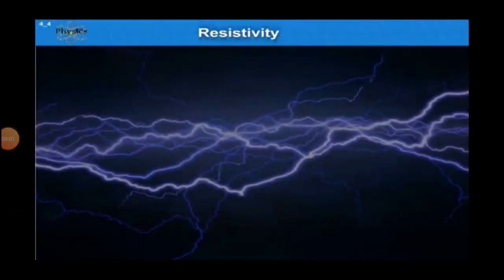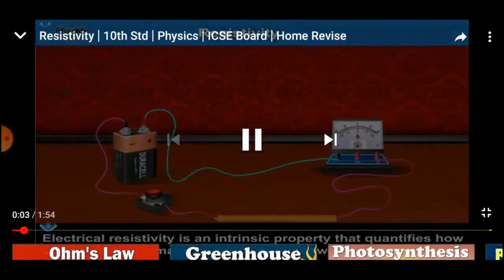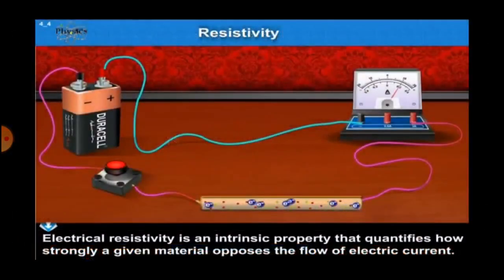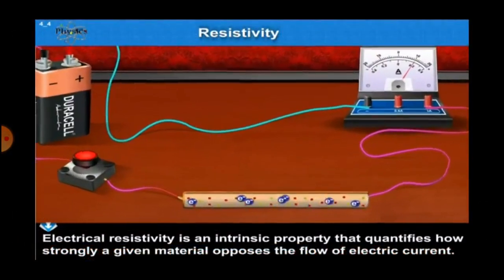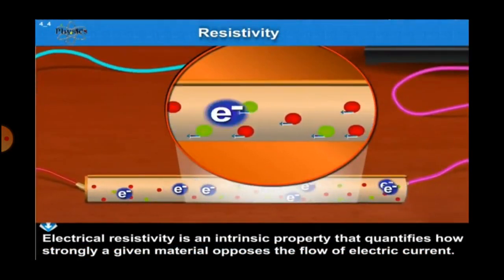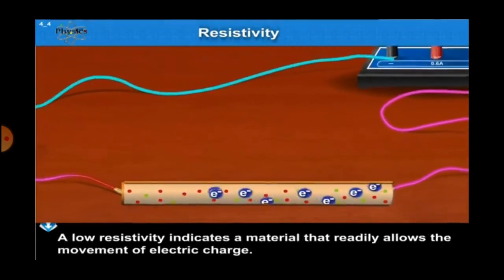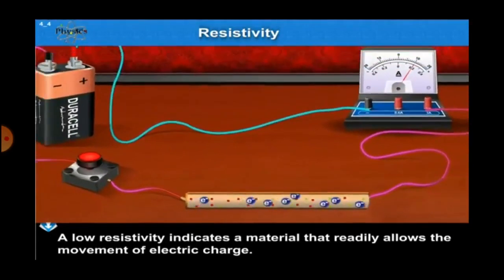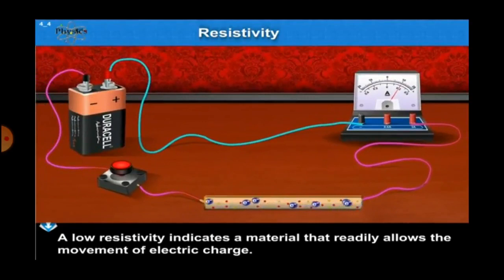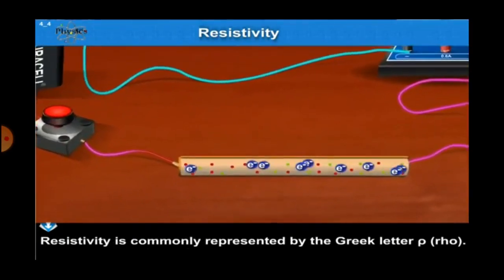Next, we are going to see about the topic resistivity. Resistivity is the intrinsic property of a material, which is how the material opposes the flow of electrons in the conductor. The resistivity is similar to the resistance, but resistivity is different from resistance. So, how strongly it opposes the current, that is called resistivity.